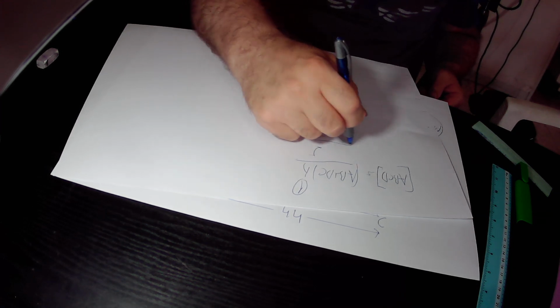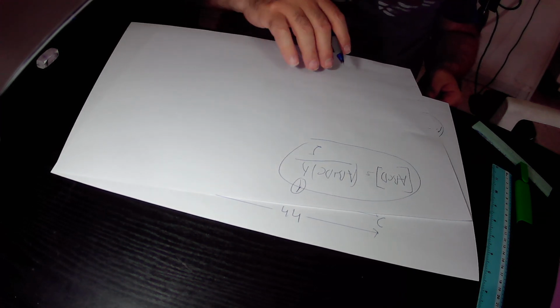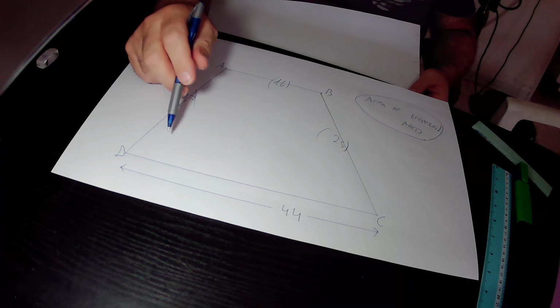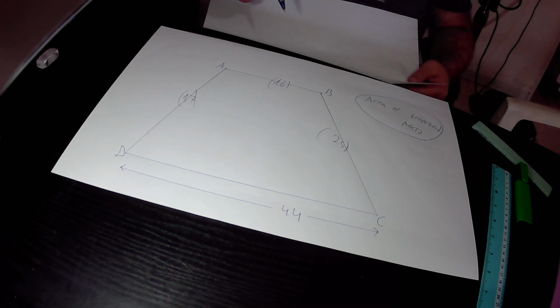To repeat, the area of trapezoid ABCD will be equal to the sum of its two parallel bases, that is to say AB plus DC, times the height divided by 2. Again, the height must create 90 degrees with the two parallel bases, that is to say with AB and DC.